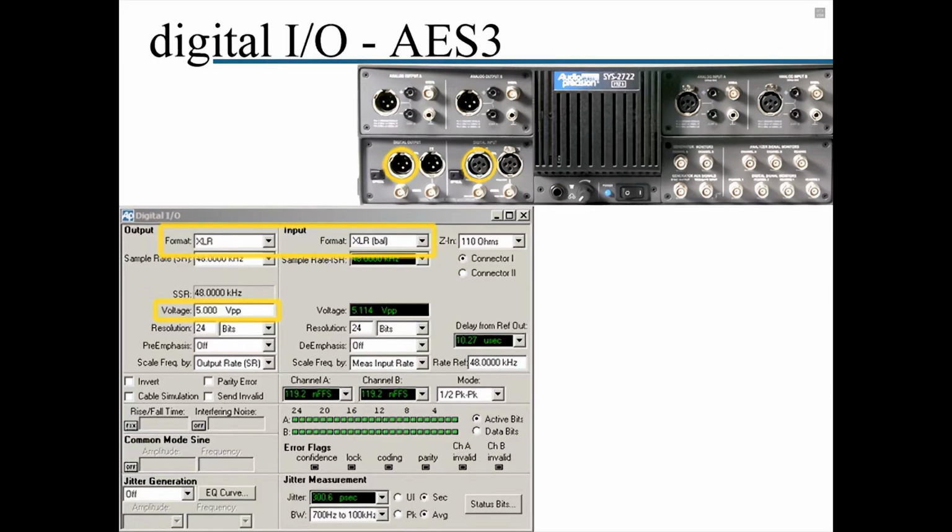This interface is very impedance sensitive. Cable with accurate 110 ohm characteristic is required. Nominal voltage is 5 volts peak to peak.